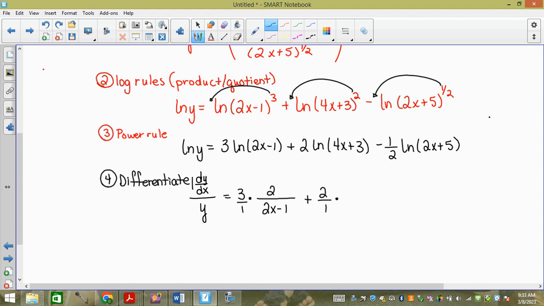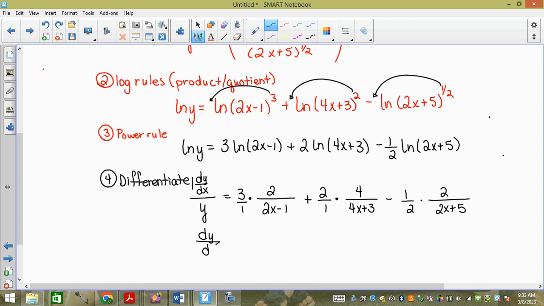Okay, so here we get 4x plus 3 in the denominator, and the derivative of 4x plus 3 is 4 in the numerator. Minus 1 half. The denominator is 2x plus 5, and the numerator has 2. And we put them together.